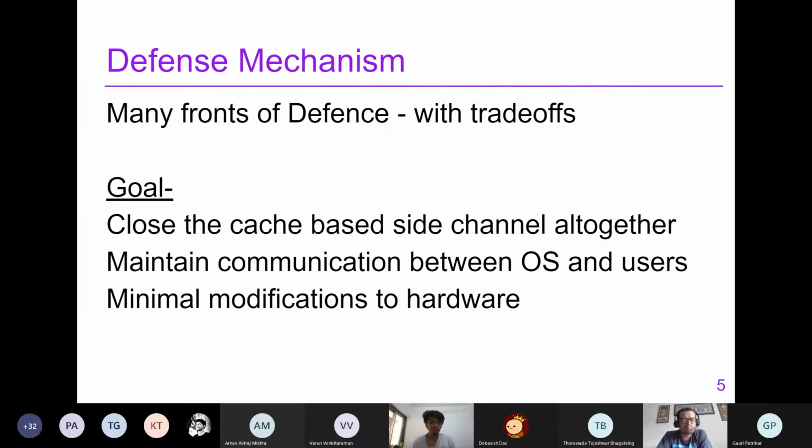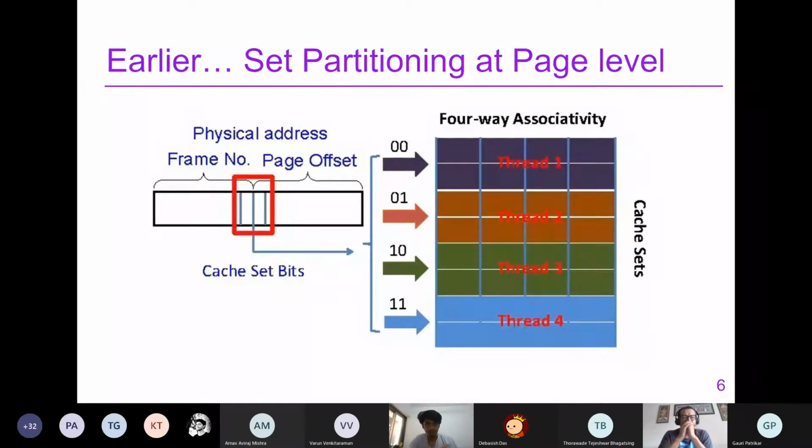So now the goal of this paper is to have a mechanism that can close the cache-based side channel altogether by creating isolation between various domains. They want to do this while maintaining two-way communication between OS and users, and also making minimal modifications to hardware. One of the earlier approaches was to partition at page level, to set partition at page level.